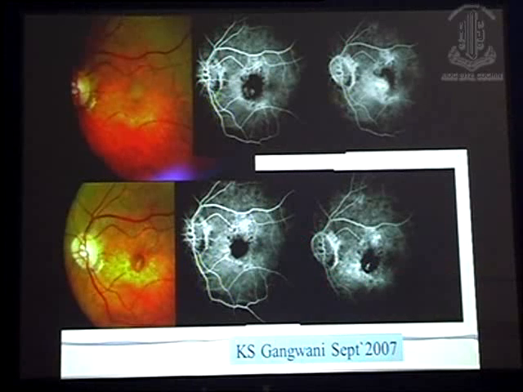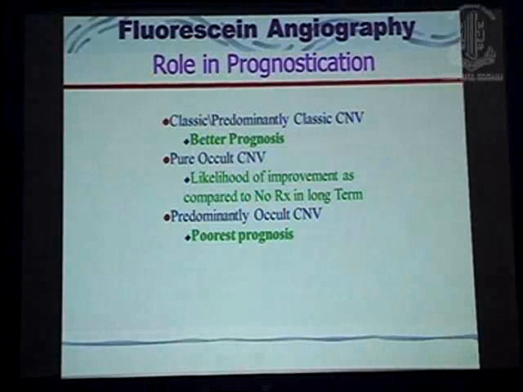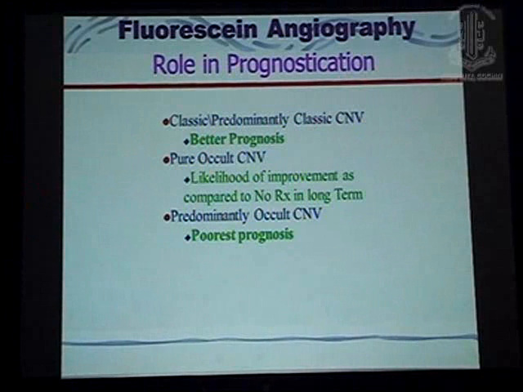So FA helps you to monitor this response. Apart from OCT, FA tells you that as of this does not have any activity. So FA has a role in ARMD also. Especially once you are doing a PDT, you need to measure that size. You need to distinguish between classic and occult membranes.